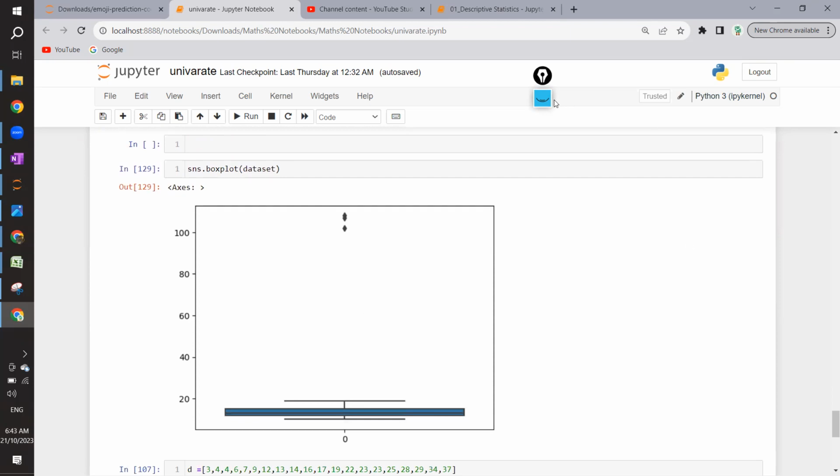Any value above this line, this whisker, and any value below this line will be represented in the form of dots, and those will be outliers.